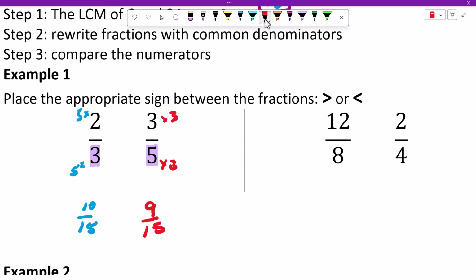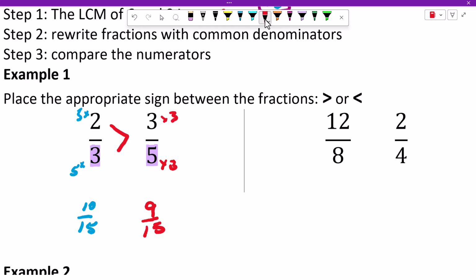Which one's bigger? Left one or the right one? Samira? Left one. 10 is bigger than 9. So the mouth opens up to the bigger one. There we go. All right.